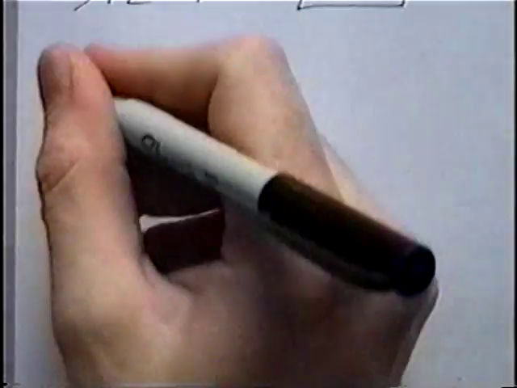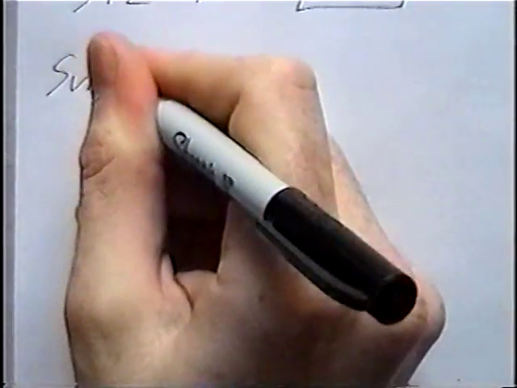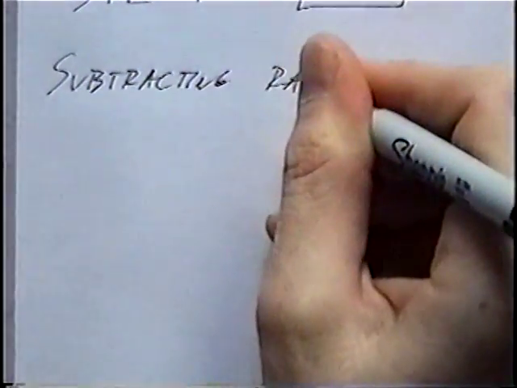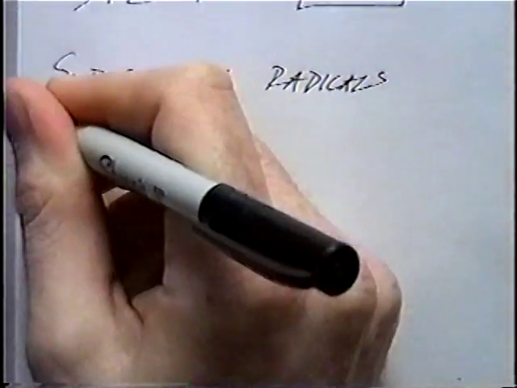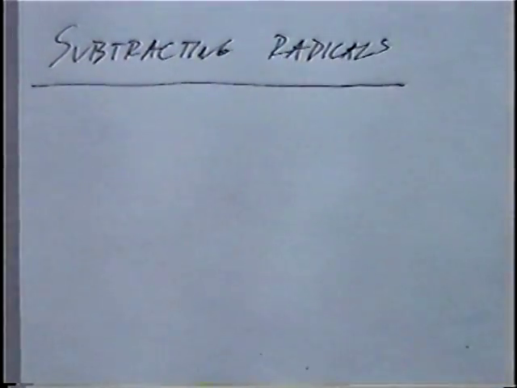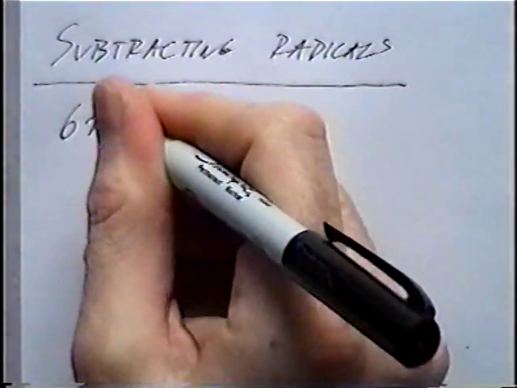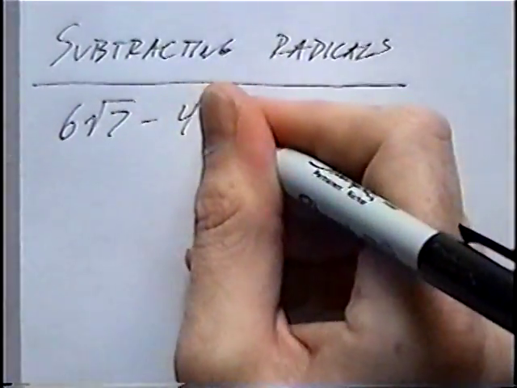Next section of notes is titled Subtracting Radicals. First problem is 6 radical 7 minus 4 radical 7.